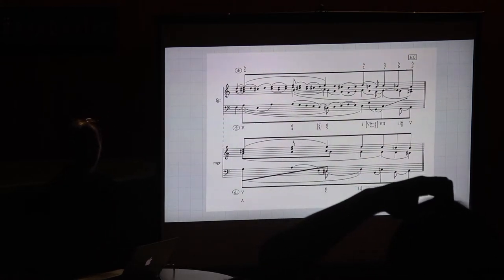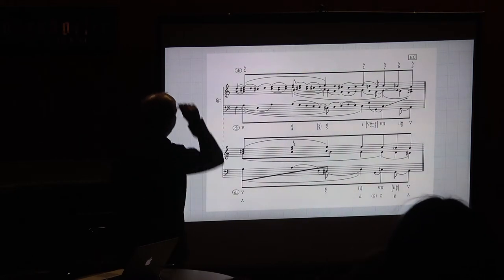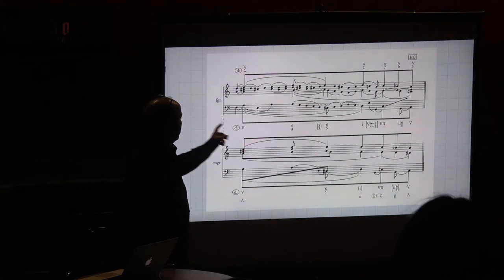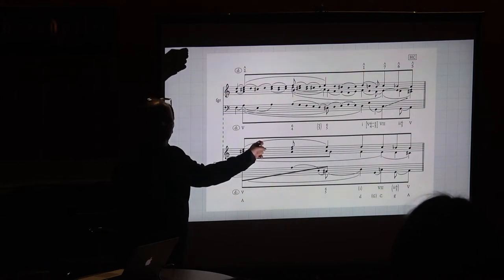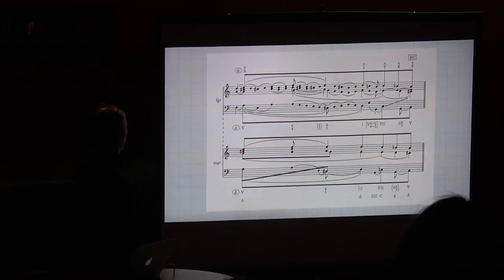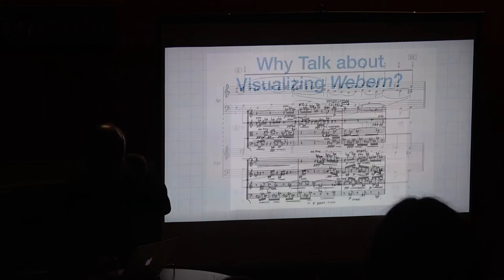Yes? Yeah, so question. How compressed time-wise is this thing you're showing? So how many bars does this take in the actual score? That was 150, I think it was 152 bars. Okay. If I recall correctly. Yes, so that's a Schenker graph.